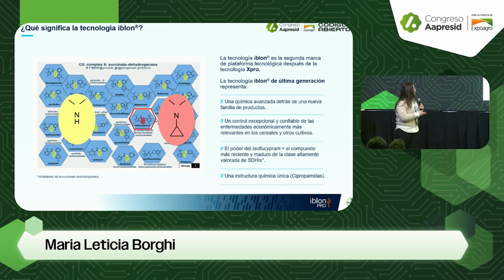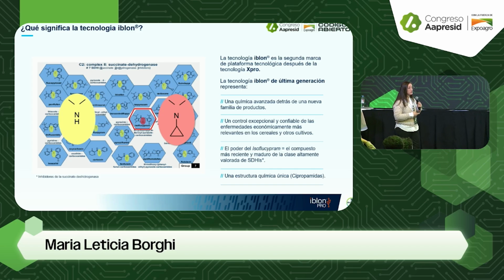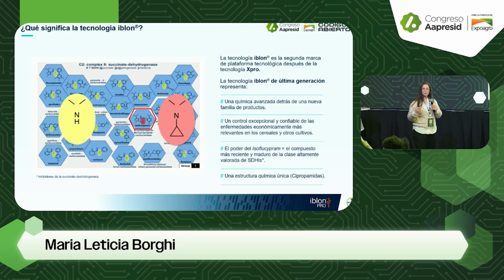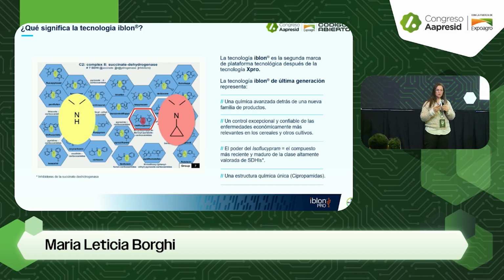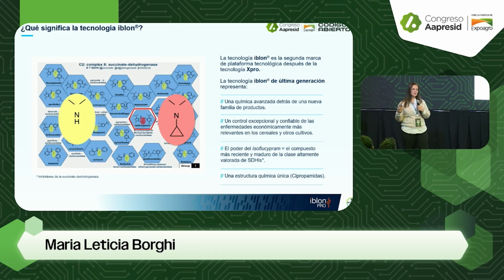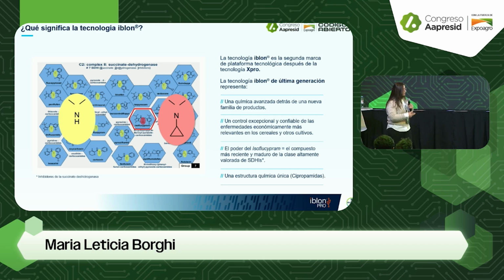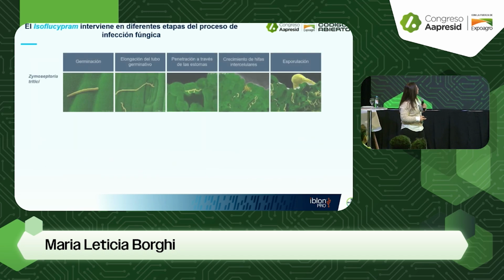So the fact of having this group here, cyclopropyl, within isoflucipram makes it a very powerful active ingredient when it comes to combining it with other active ingredients in Iblon Pro to control leaf diseases. Let's move on to the next slide now.